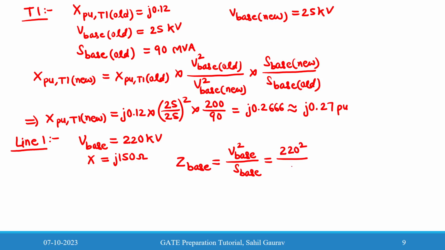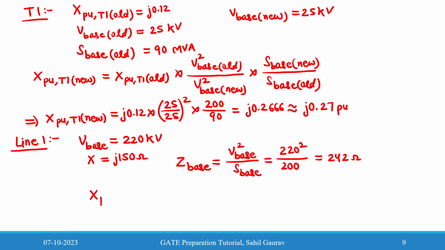220 squared divided by 200, so you will get 242 ohm. Also keep in mind the unit of this V base. V base is given in kV and S base is given in MVA, so it gets cancelled out.